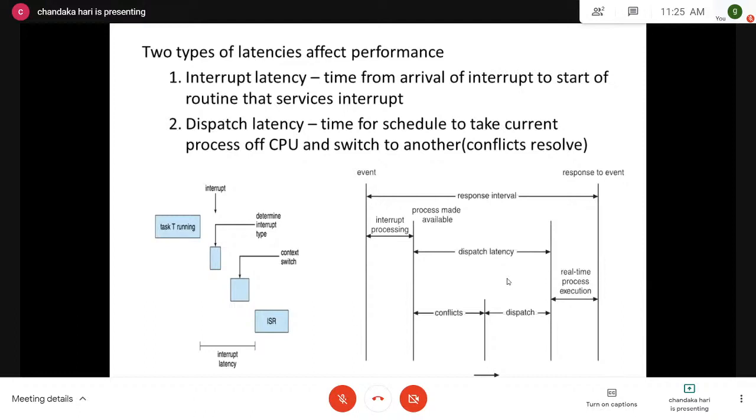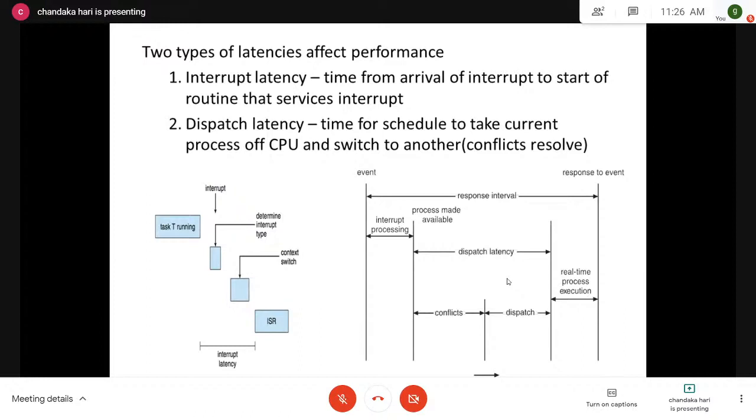Okay, what is this question? What is the minimum amount of time for responding to an interrupt? Option A, first of all, determining the interrupt type. Option B, determine the interrupt type and context switch. Option C, determine the interrupt type, context switch plus ISR. Option D, determine the interrupt type, context switch, interrupt service routine, and data conflicts. So what is the answer? The answer is D.